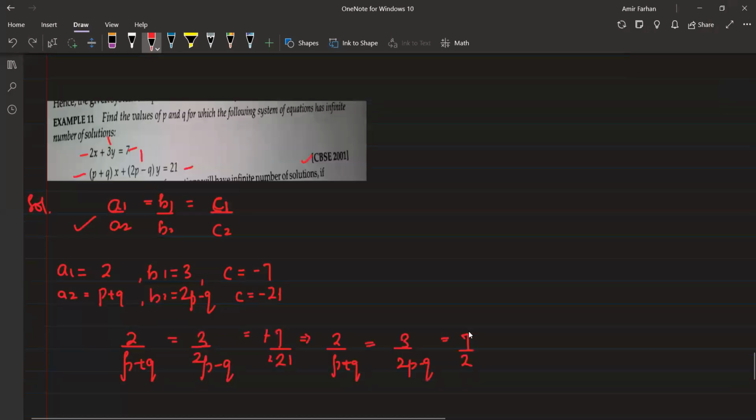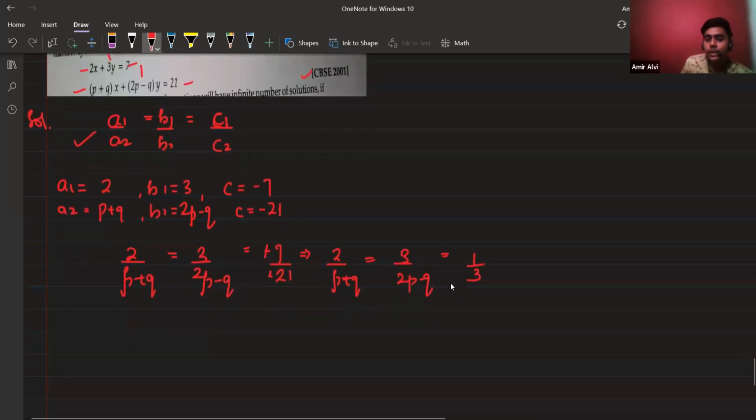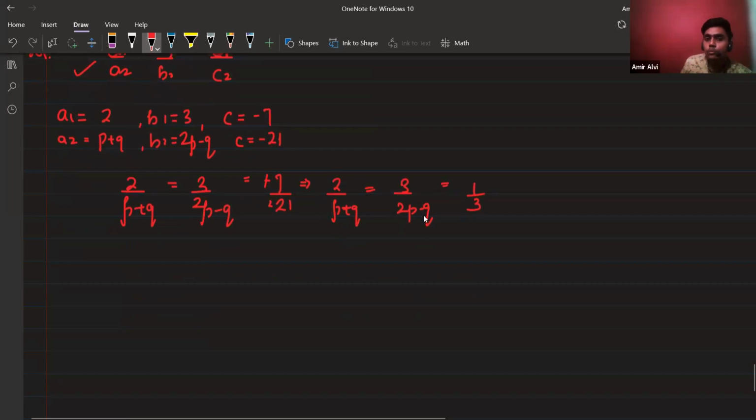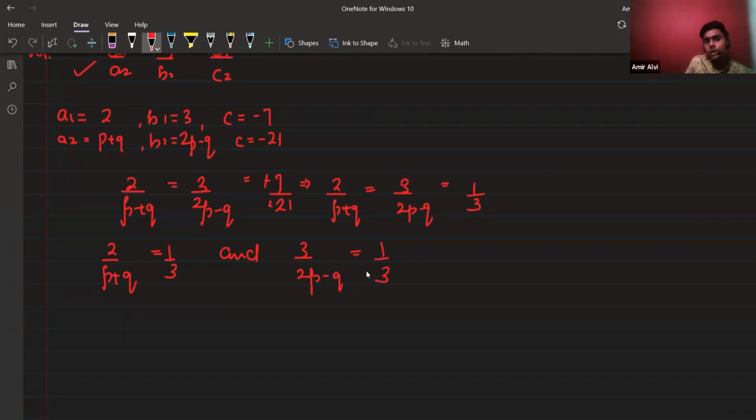So A1 by A2 will be equal to B1 by B2. Just a second. No, it's already not asking whether it is coincident or not. It's already said it has infinitely many solutions, which means that the lines are coincident. So now tell me, both of the things are equal. If we have to find the values of these two variables P and Q, can I write this as 2 by P plus Q equals 1 by 3, and so basically get two equations for two variables? Yes or no? Yes, sir.